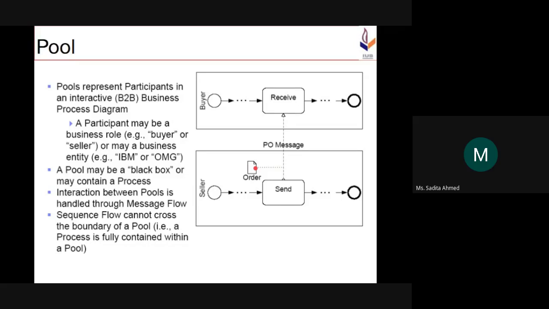Connector এর মধ্যে কি ছিল? We had sequence flow, we had message flow, and finally we had associations. This is a use case of an association connector. An association connector, what is this association connector doing?